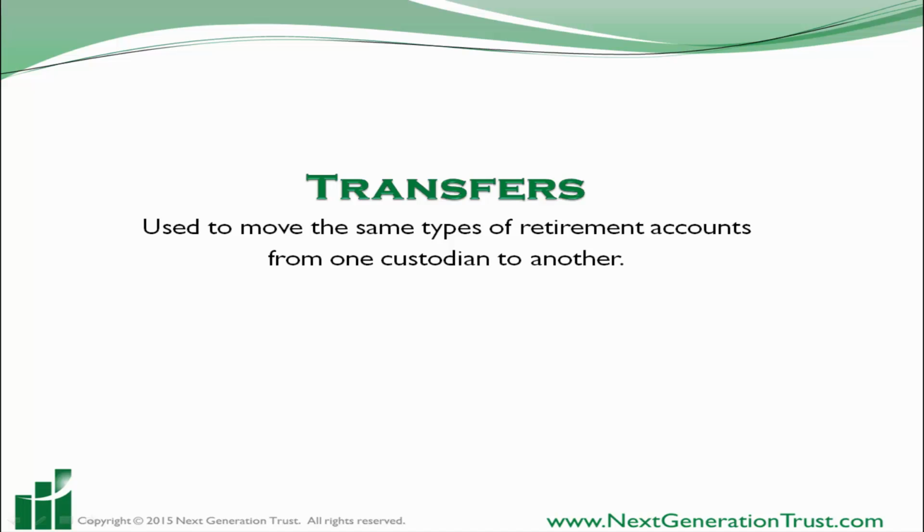This custodian-to-custodian transfer is a non-reportable movement of funds. No Forms 1099-R or 5498 are issued because the transaction is simply moving funds from one like account to another. The funds are paid from the other custodian to Next Generation on behalf of your account.